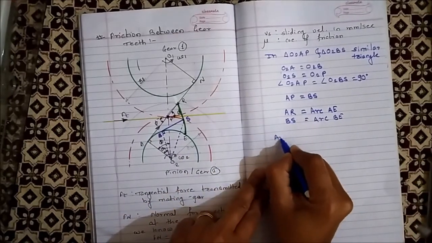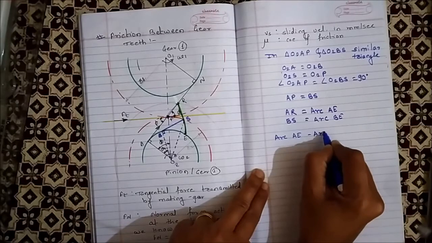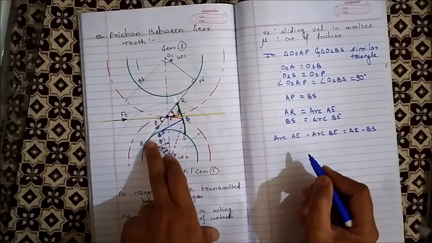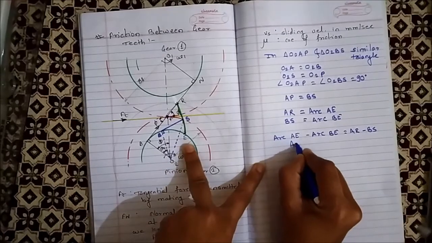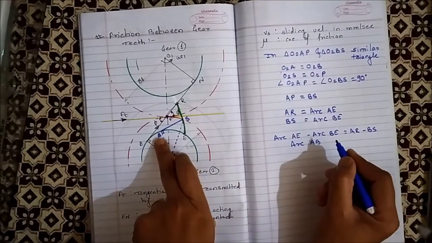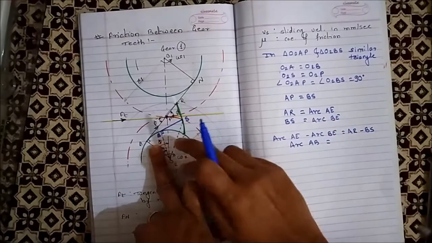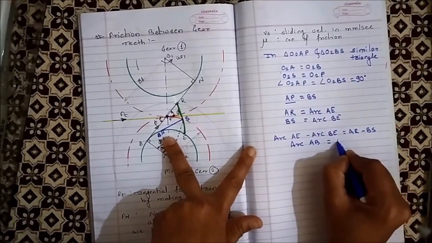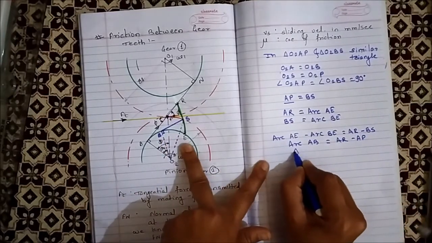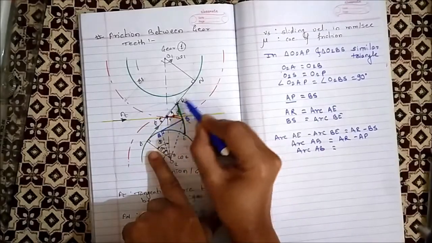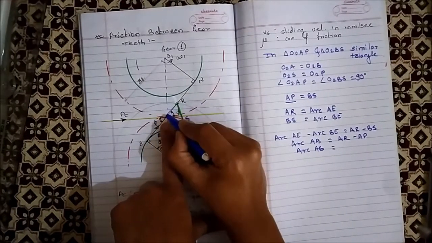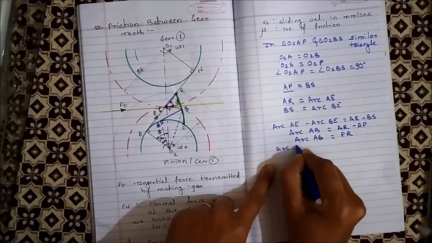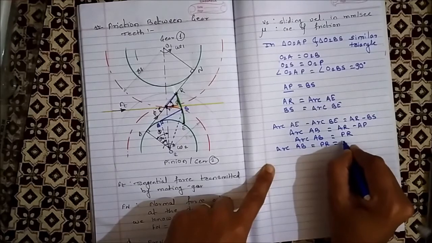So arc AE minus arc BE is equal to AR minus BS. Arc AE minus arc BE becomes arc AB. Arc AB remains. So AR minus BS. Now see, BS is nothing but AP. So we put AR minus AP. So arc AB is equal to AR minus AP. So what remains is just this, that is PR. So we can write that arc AB is equal to PR, which is equal to the path of recess.